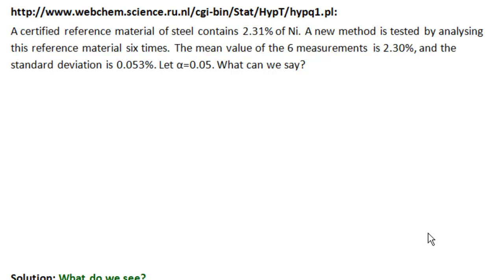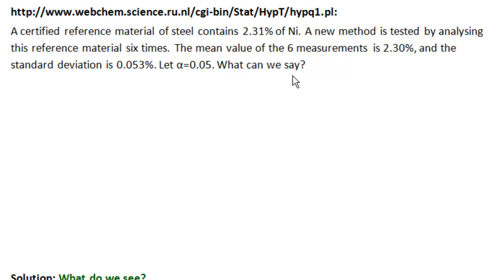This is a problem that I picked up that's actually part of a quiz on using statistics in chemistry. The problem reads: a certified reference material of steel contains 2.31% of nickel. A new method is tested by analyzing this reference material 6 times. The mean value of the 6 measurements is 2.30%, and the standard deviation is 0.053%. Let alpha equal 0.05.